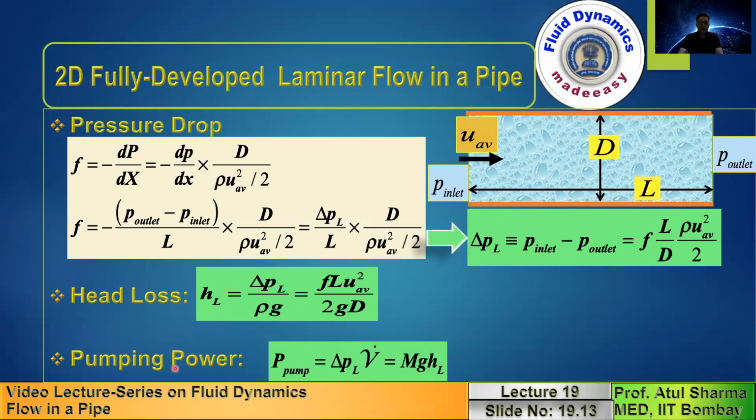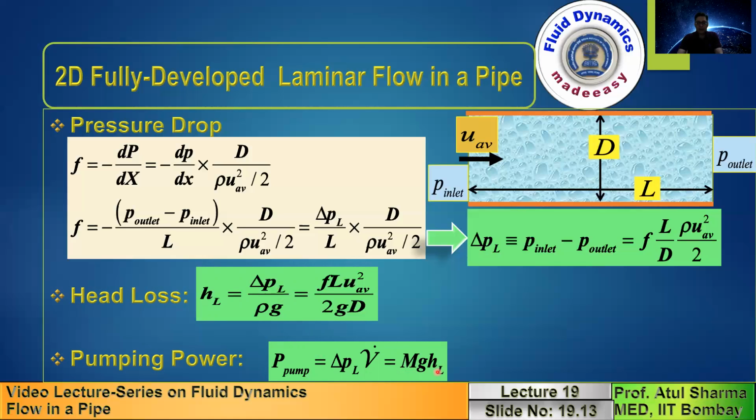After the head loss, the expression for pumping power, as I had mentioned earlier, is equal to the pressure drop multiplied by the volumetric flow rate. So this V dot is the volumetric flow rate. Now this delta P L is equal to rho g H L, and rho into volumetric flow rate is the mass flow rate. So the pumping power is expressed in terms of mass flow rate into g into head loss.